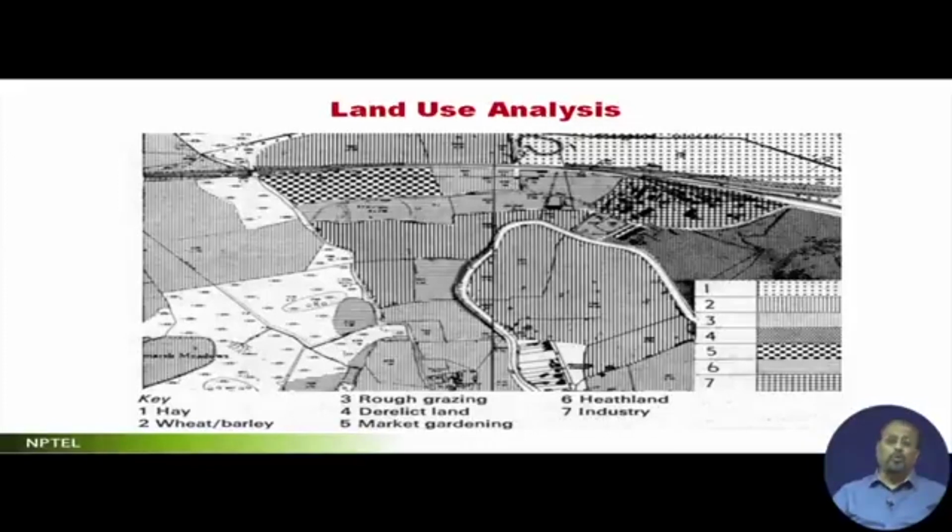The client comes to you with the plea that please design a landscape for me even if it has become derelict. The first thing that you have to check is whether that derelict land is subject to any kind of legal restrictions. Can you convert that derelict land to a landscape project site? So the land use analysis is going to give you that idea.